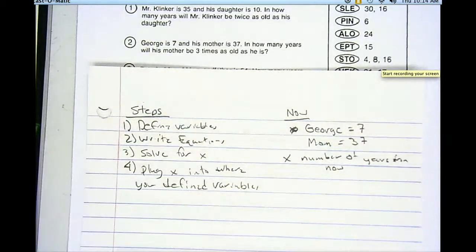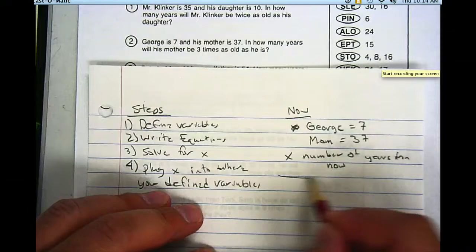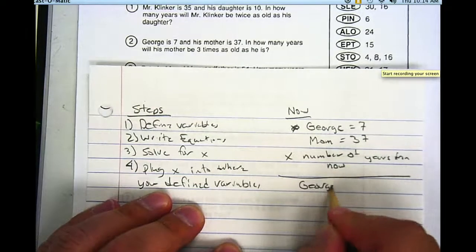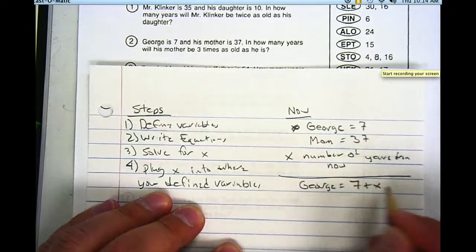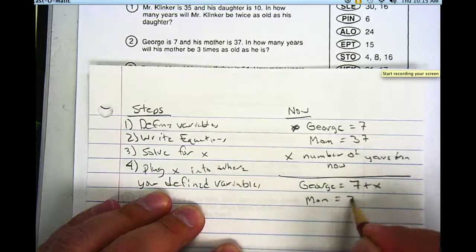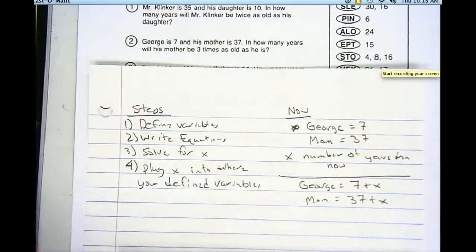Now, the other time that I'm looking at is an x number of years, and that's going to be in the future. So in x number of years, George is going to equal 7 plus x, and his mom is going to be 37 plus x. Because if George is now in x years, he'll be 7 plus x. And if his mom is 37, she's going to be 37 plus x. Now, I just want you to know, we can tell by reading the problem that George is younger than mom. So we have to find out how many years.